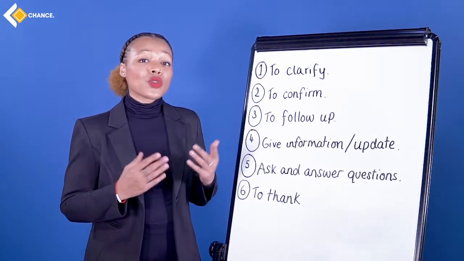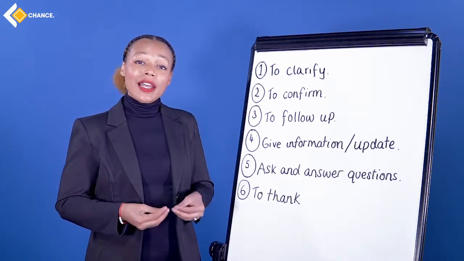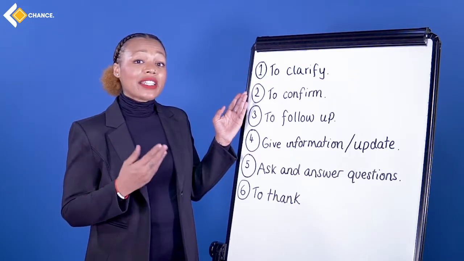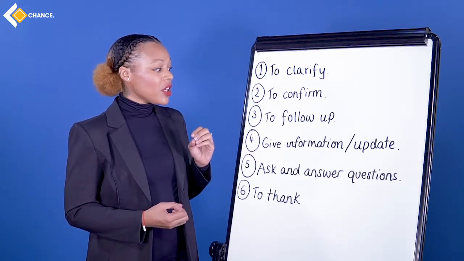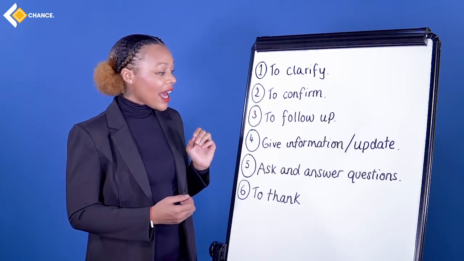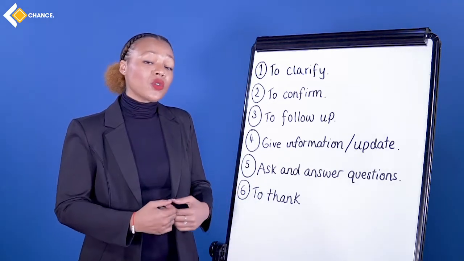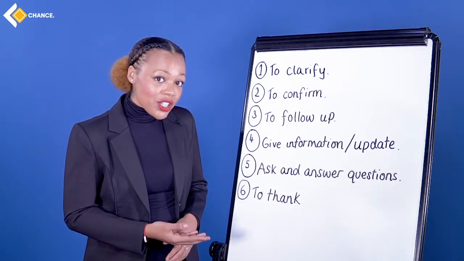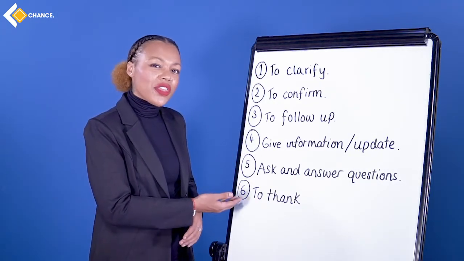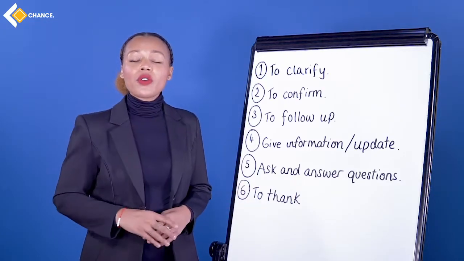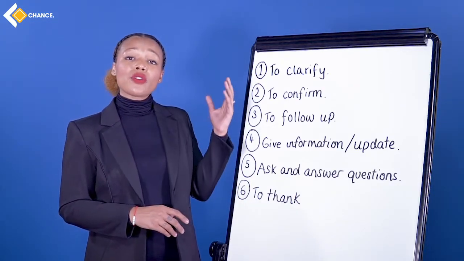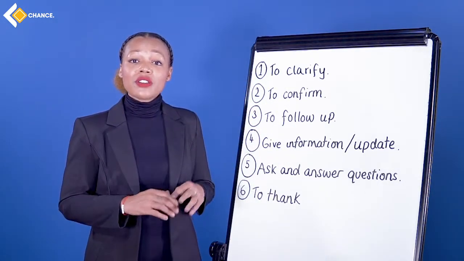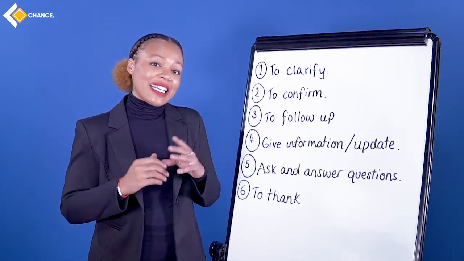Number one is to clarify. We may need to clarify some point, some information. We may need to confirm. We may need to follow up, and we will have to give information or give an update. We will ask and answer questions, and we will need to thank people. So what we're going to do today is go through some useful expressions, start to finish, that you can use to compose a business email.